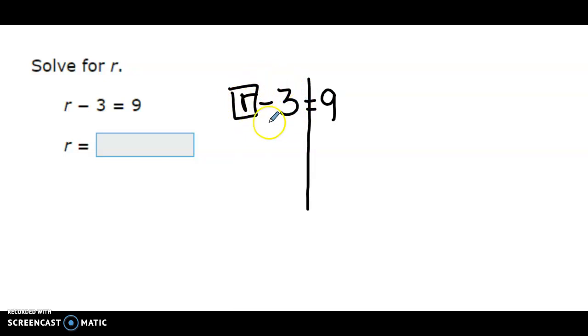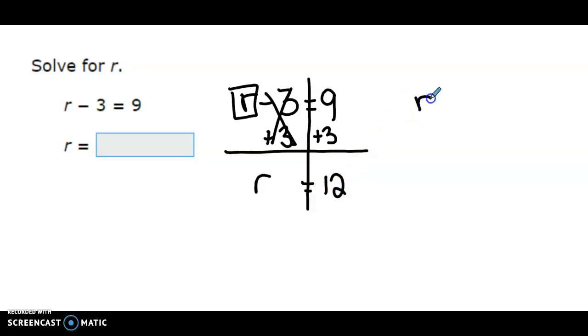This is in the form of addition subtraction. So whenever I have addition subtraction, I'm going to get rid of it or eliminate it with the opposite. So the opposite of negative 3 is positive 3, and I have to do that to both sides. Negative 3 and positive 3 completely eliminate each other to become 0. That gives me r on this side and 12 on this side.